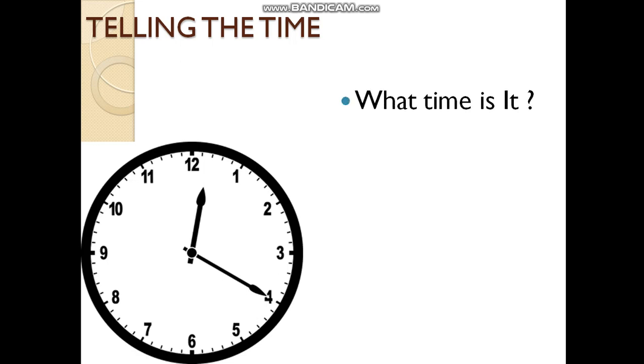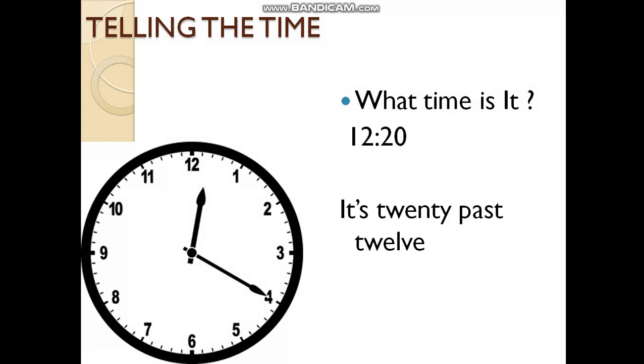Another example. Now the time is 5, 10, 15, 20. Now the minute hand is representing 20 minutes and the short hand is between 12 and 1, representing 12. Now we can say how many minutes there are. It's 20 minutes. It's 20 past 12. Understood?